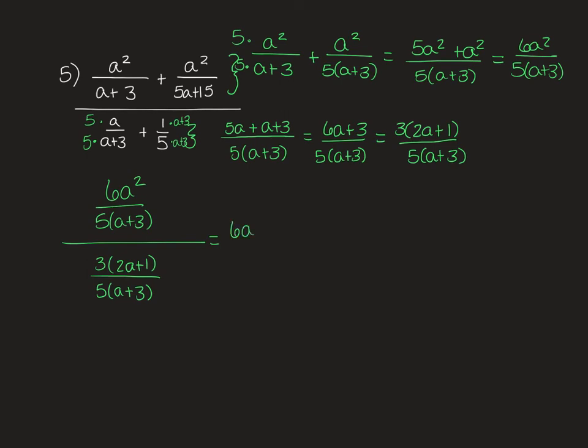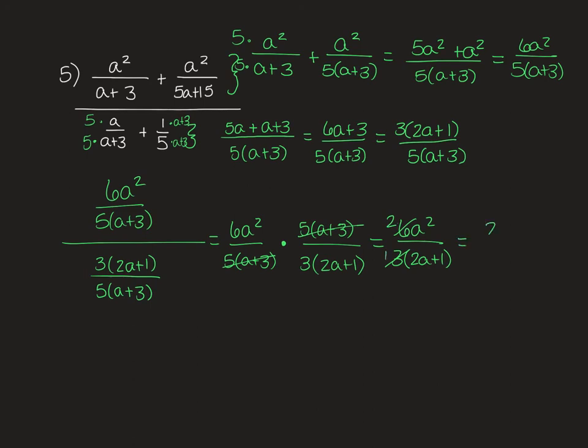Keep change flip. So 6a squared divided by 5 times a plus 3, times 5 times a plus 3 over 3 times 2a plus 1. So the 5 times a plus 3's cancel. So we are left with 6a squared divided by 3 times 2a plus 1. So the 6 and 3 can reduce, okay? 3 goes into 6 twice, 3 goes into 3 once. So we are left with 2a squared divided by 2a plus 1. Final answer.